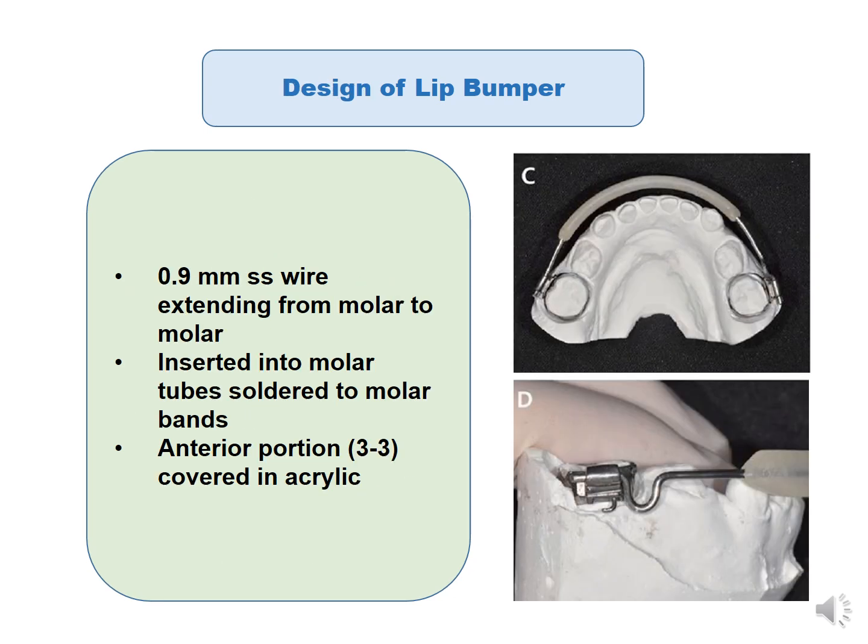Now, the lip bumper is fabricated from 0.9 mm stainless steel wire extending from molar to molar. It's inserted into molar tubes soldered to molar bands. Now, the anterior portion from canine to canine is covered in acrylic.